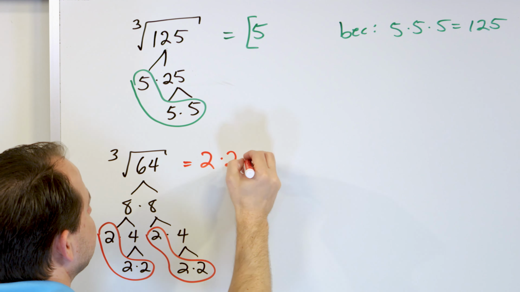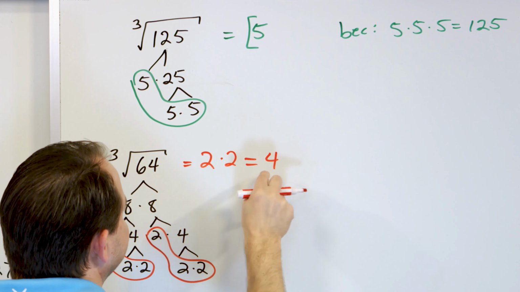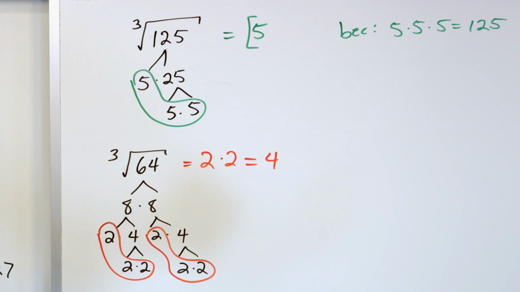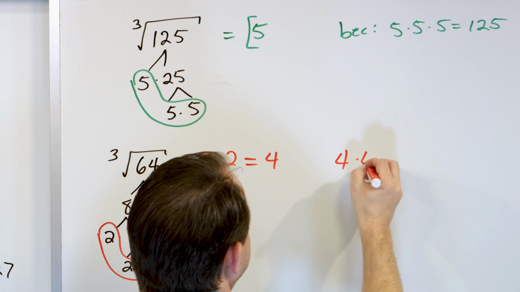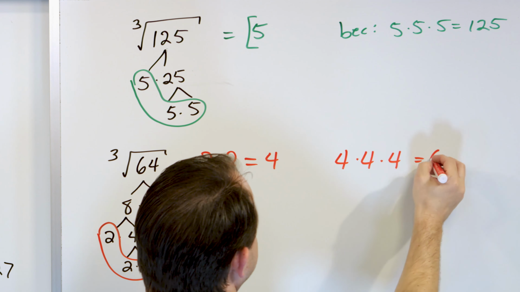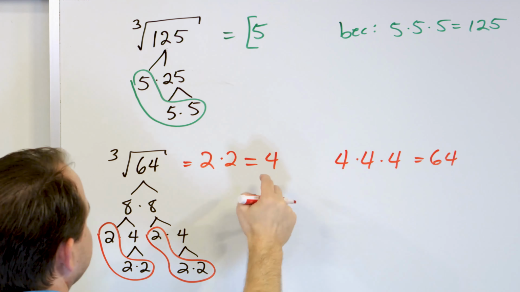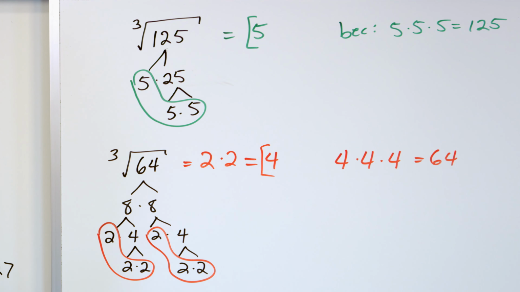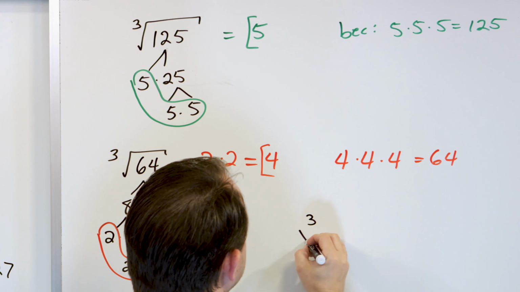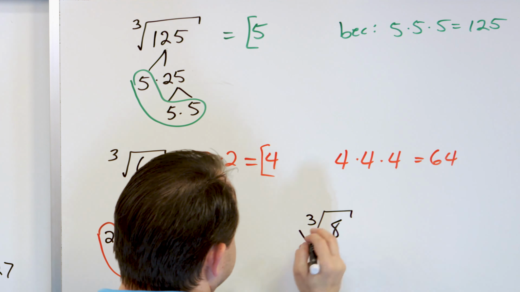Same thing here. So 2 times 2, the answer is 4. How do you know it's the answer? If you take 4 times 4 times 4, you're going to get 64 when you do that in a calculator. 4 times 4 is 16, times 4 is 64. So this is the answer, which is 4. All right, I hope you can see that this whole process is very simple once you get the idea of it. Cube root of 8.